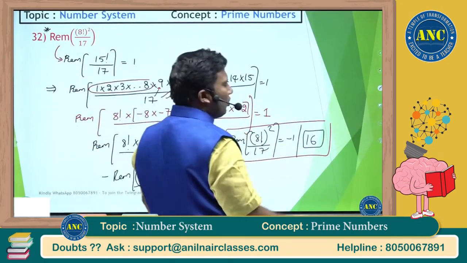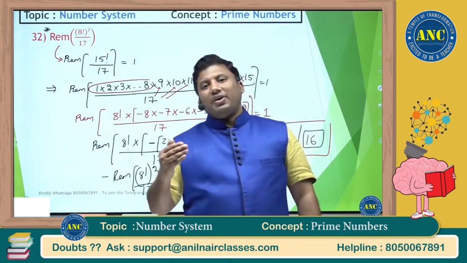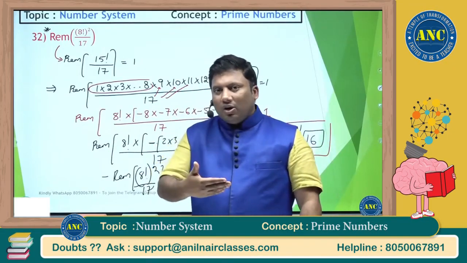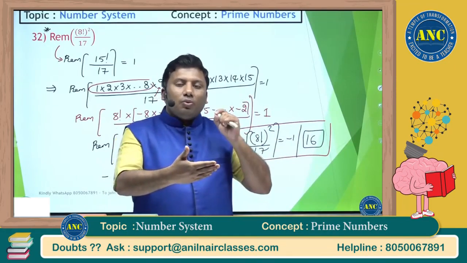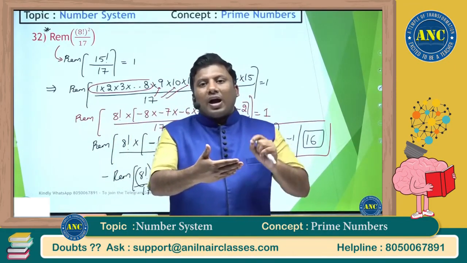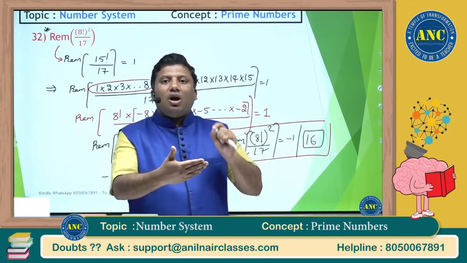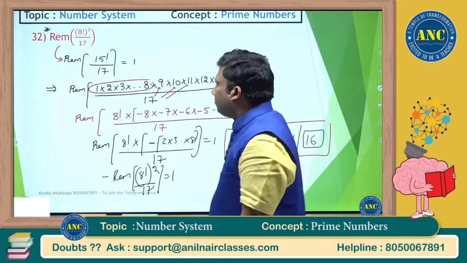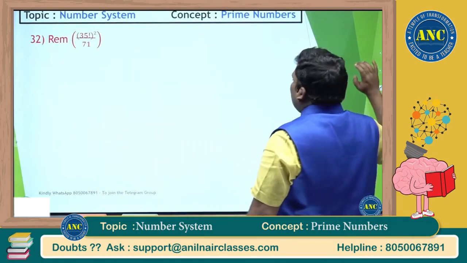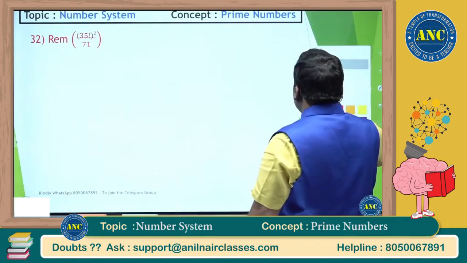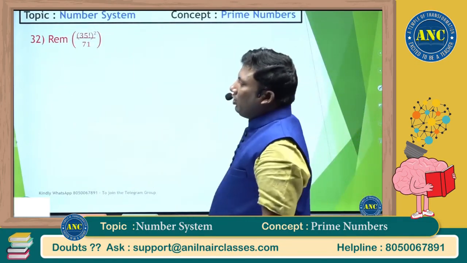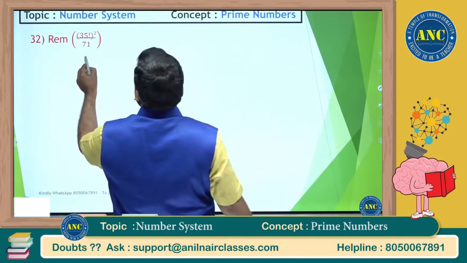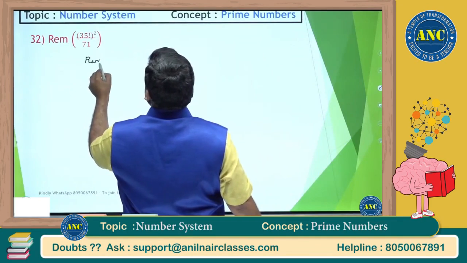I think one more question is there. Each and every question, in case you are watching the class right now, ensure that you prepare your own handwritten class notes and solve it along with me. Another question: 35 factorial whole square divided by 71.